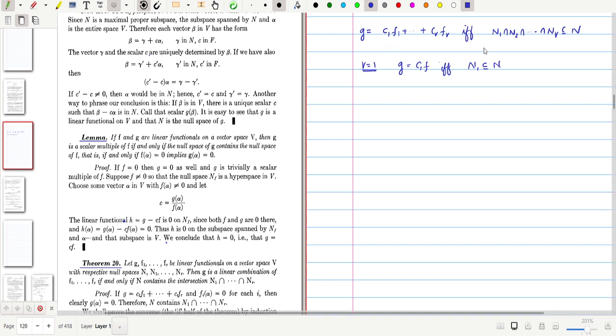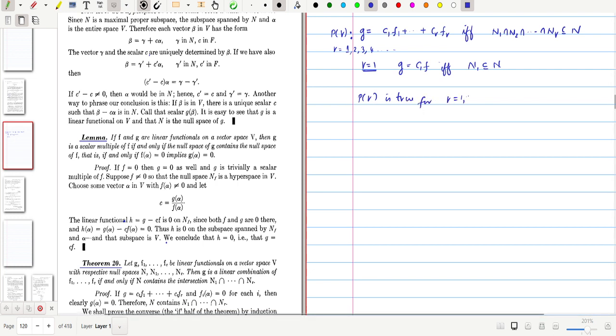So we will prove this characterization using mathematical induction on r. Because this statement is a statement of r, for r equal to 1, 2, 3, etc., we need to prove the statement for the positive integers. Since for r equal to 1 we have the lemma, it follows easily. Then we assume the result P of r is true for r equal to 1, 2, 3, etc., k minus 1, and we will prove this is true for r equal to k.